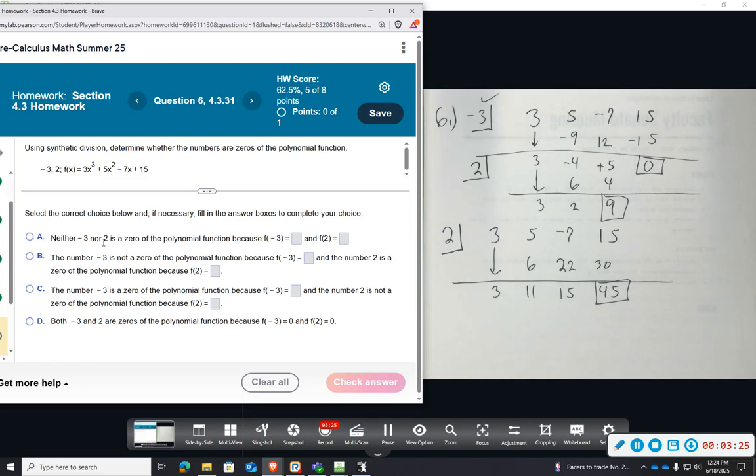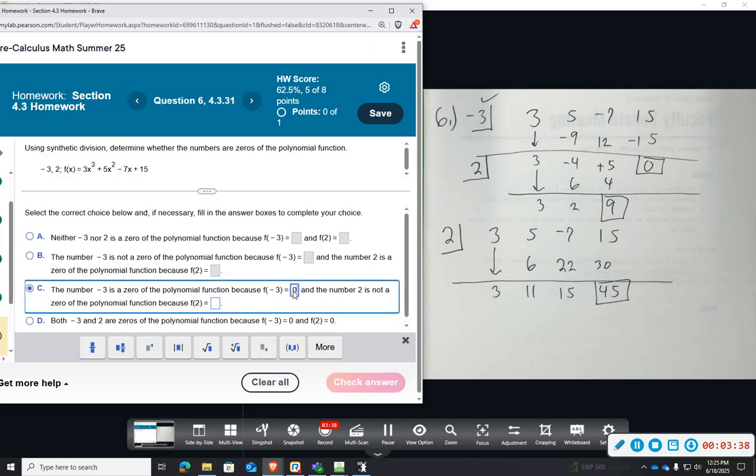So A says neither are zeros. This one says the number -3 is not a 0. This one says the number -3 is a 0 of the polynomial, because f of -3 is equal to 0. And the number 2 is not a 0. The function value of f of 2, we got 45.